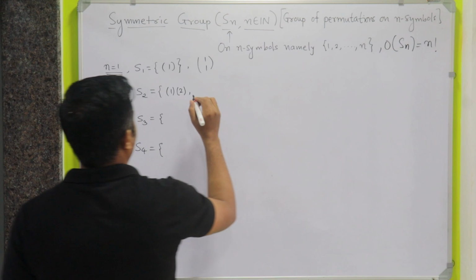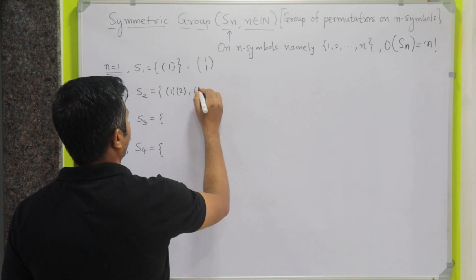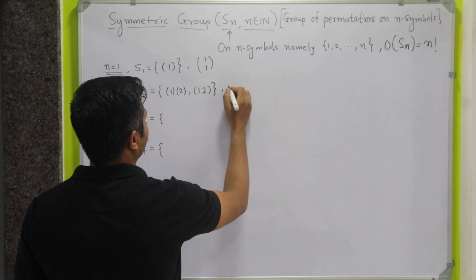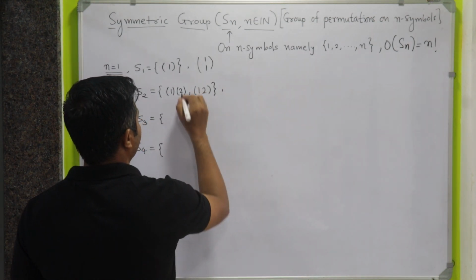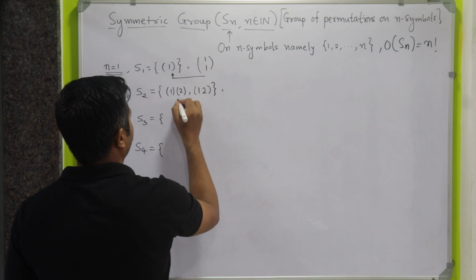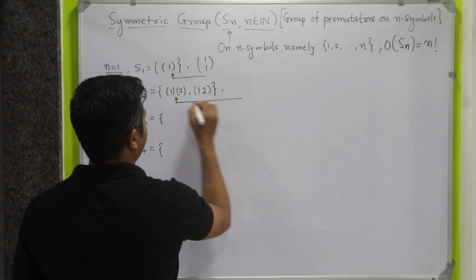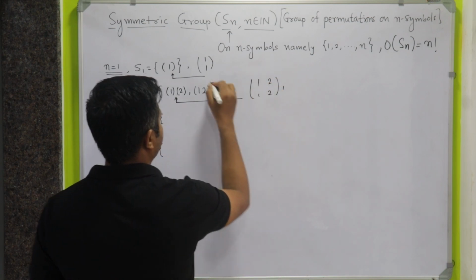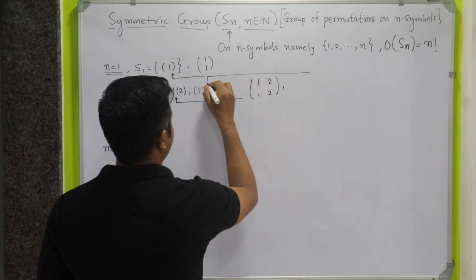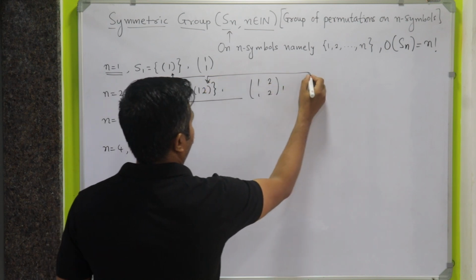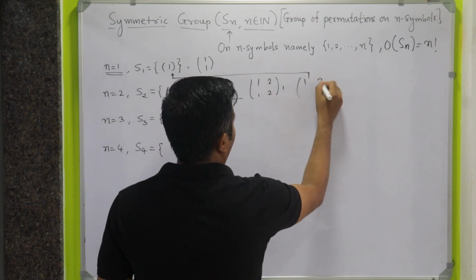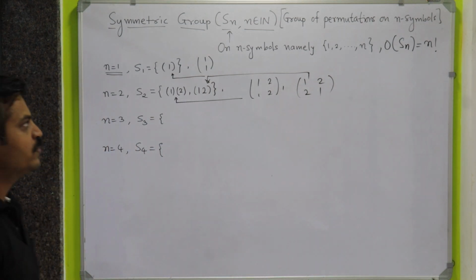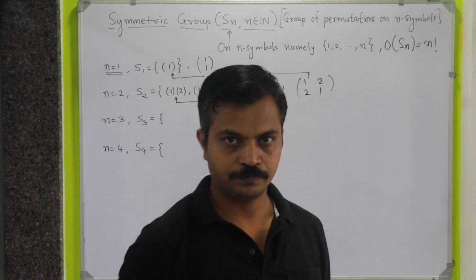Then we have the second one. If I want to elaborate, the first one is the identity: 1 maps to 1, 2 maps to 2, and the second one is somewhat like this: 1 maps to 2, 2 maps to 1.